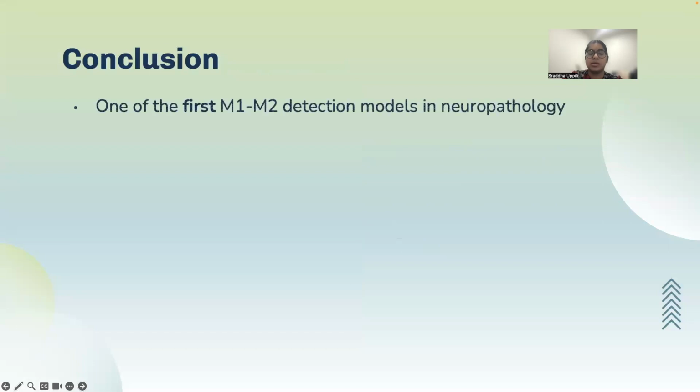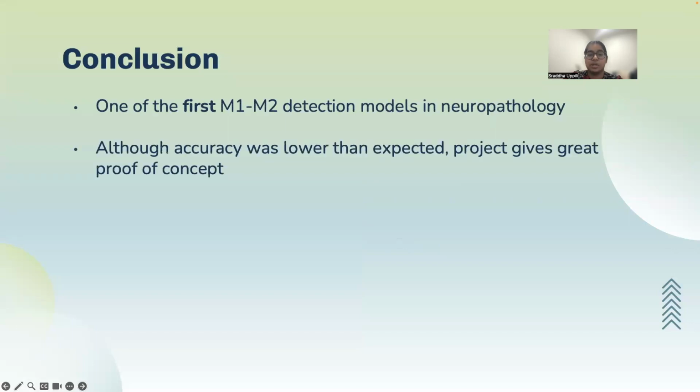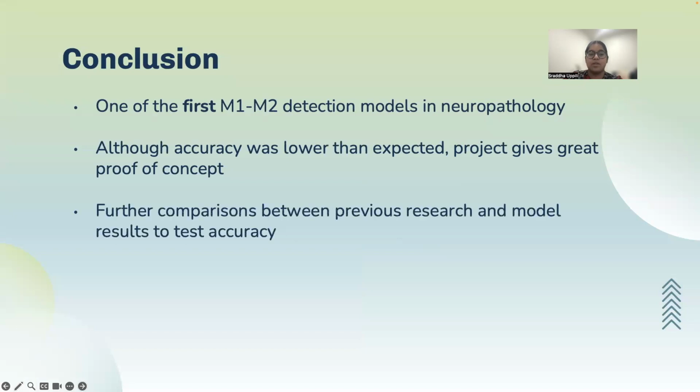To conclude, this is one of the first M1, M2 detection models in neuropathology. And although the accuracy was lower than expected, it gives a great proof of concept of what's to come. Further comparisons between previous research and model results are going to be used to test accuracy, as well as collecting more meningioma immunohistochemical slides to increase the number of data points and increase the model's confidence.